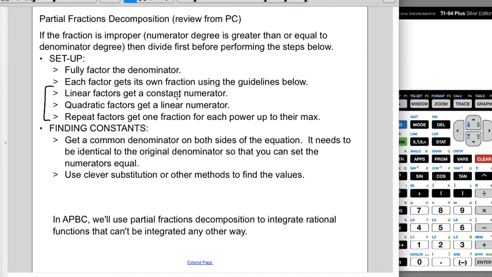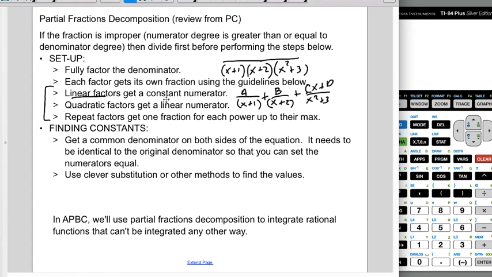Linear factors get a constant numerator. So for instance, if I had a denominator that factored into x plus 1 and x plus 2, and let's just say x squared plus 3 to make a point, I would have a linear factor for x plus 1, so it would get a constant numerator. I have a linear factor for x plus 2, so it would also get a constant numerator. But then x squared plus 3 is a quadratic factor, so it would get a linear numerator, which would be cx plus d. So that's what we mean by linear factors get constant numerators, a and b. Quadratic factors get linear numerators.